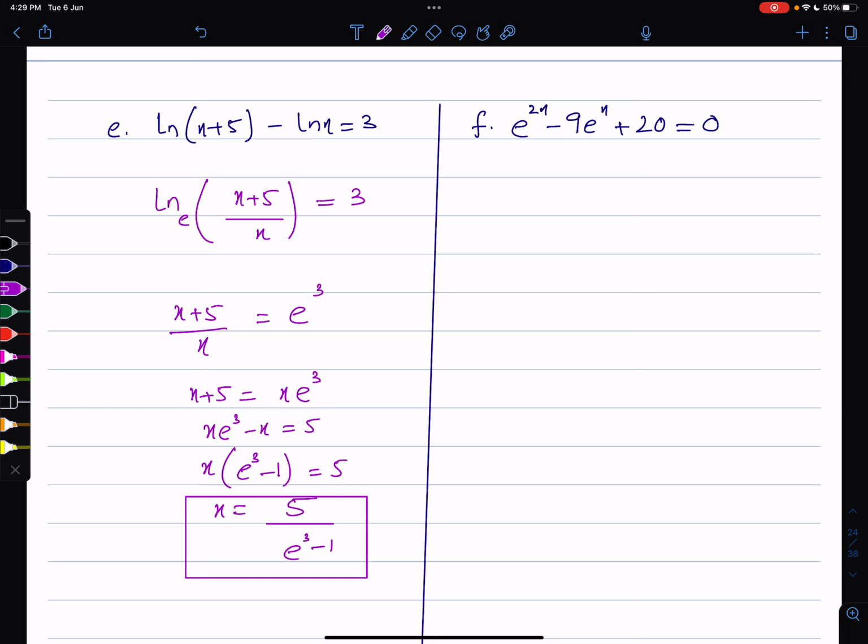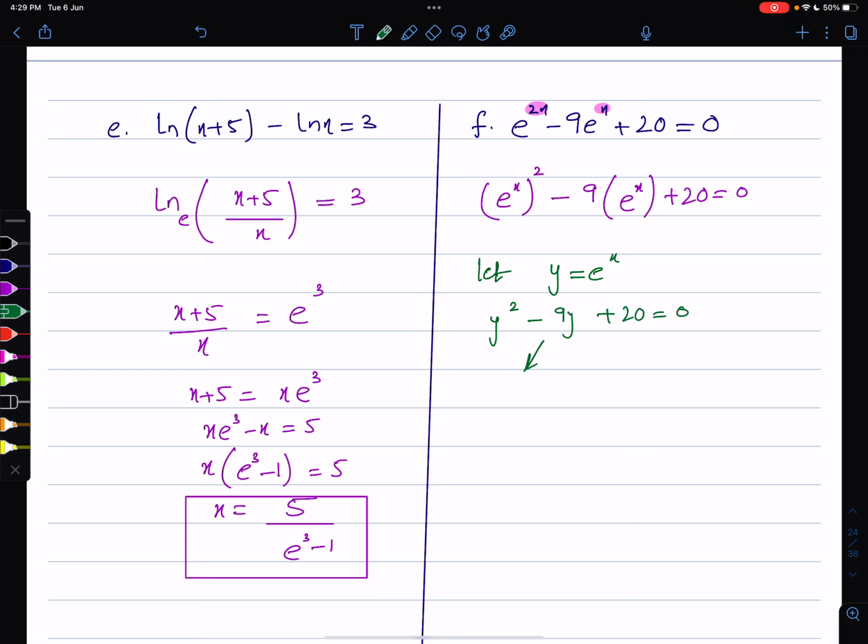Now example number 5, we see that e to the power of 2x is present and e to the power of x. Again, the powers are in the ratio of 2 to 1, so we can convert this into a disguised quadratic. So I can express e to the power of 2x as e to the power of x squared, minus 9 times e to the power of x, plus 20 equals 0. So let y be e to the power of x. So our equation reduces down to y squared minus 9y plus 20 equals 0. Solving this quadratic equation will give us two values of y. The two values of y are going to be 5 and 4.